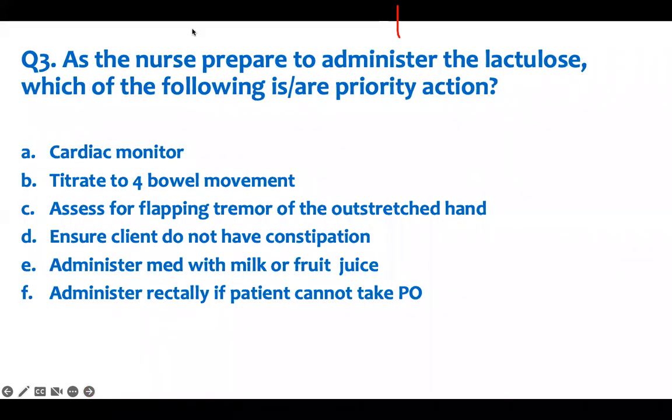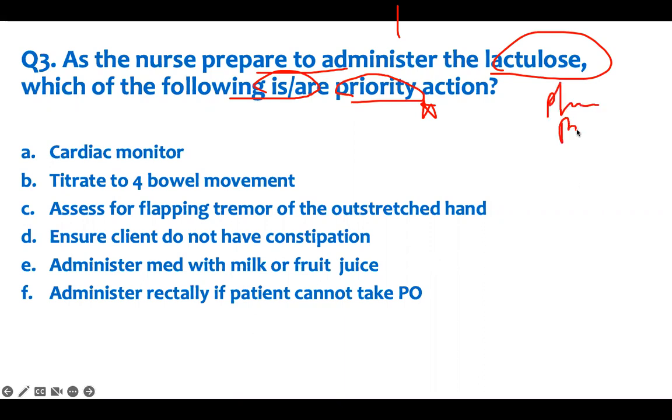Now we're still going. All kinds of questions you should expect. As the nurse prepares to administer the lactulose, which of the following are priority? These are your priority questions in the next generation type. You get regular priority questions, but it is the same thing. Pharmacology priority question: if I'm going to give the patient lactulose, what should I worry about? That is all the question is asking you. They've asked you multiple times in the old one, and in the new one they change it a little bit. You can get the same questions.